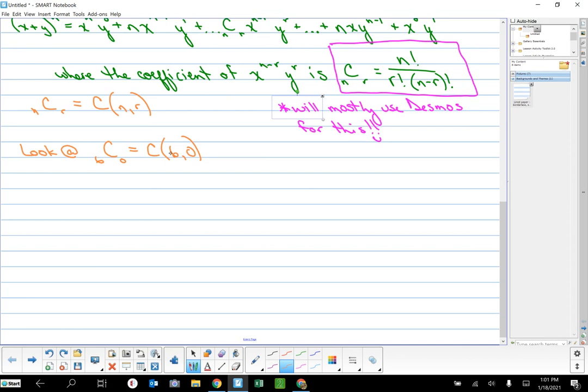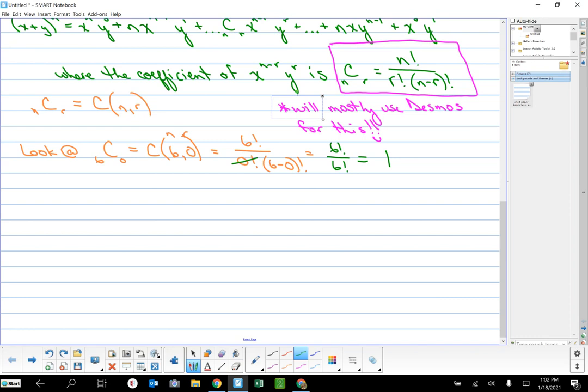All right, so we're going to use this formula and actually evaluate this. So this is our n and this is our r. We're going to go 6 factorial over 0 factorial times (6 minus 0) factorial. Well, 0 factorial is 1, so this cancels out and goes to 1. Then this simplifies to 6 factorial over 6 factorial, which, just like any number over itself, is 1.